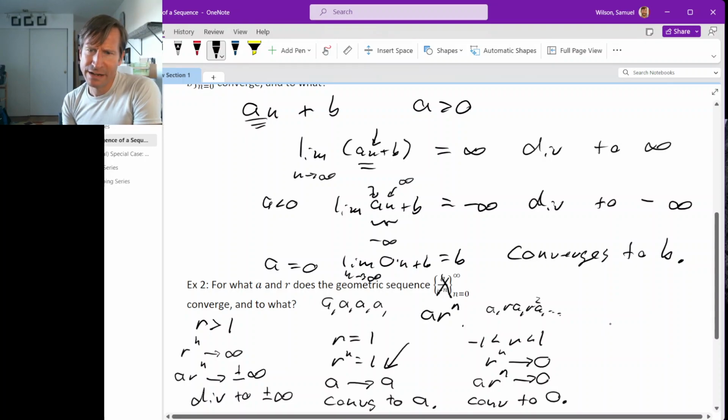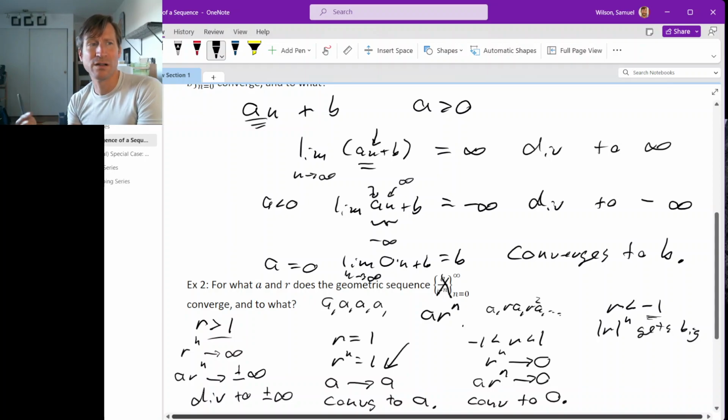Okay, and then I guess the final case is when r is less than -1. If r is less than -1, then, well, let's see. The absolute value of r gets big, right? Because the absolute value of r is a positive number greater than 1. But since r itself is negative, when you raise it to larger and larger powers, its sign keeps flipping back and forth, right? Because even powers of a negative are positive, and odd powers of a negative are negative.